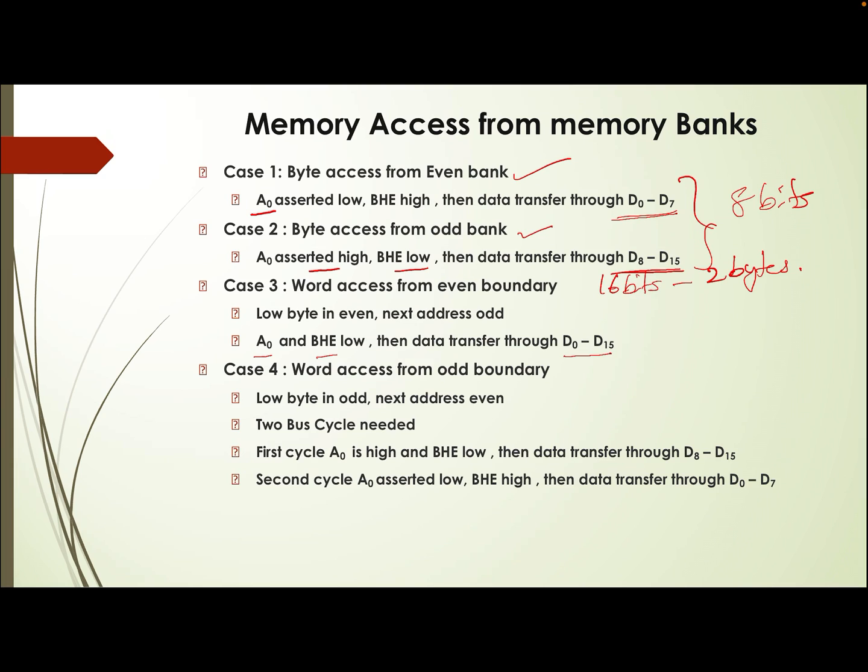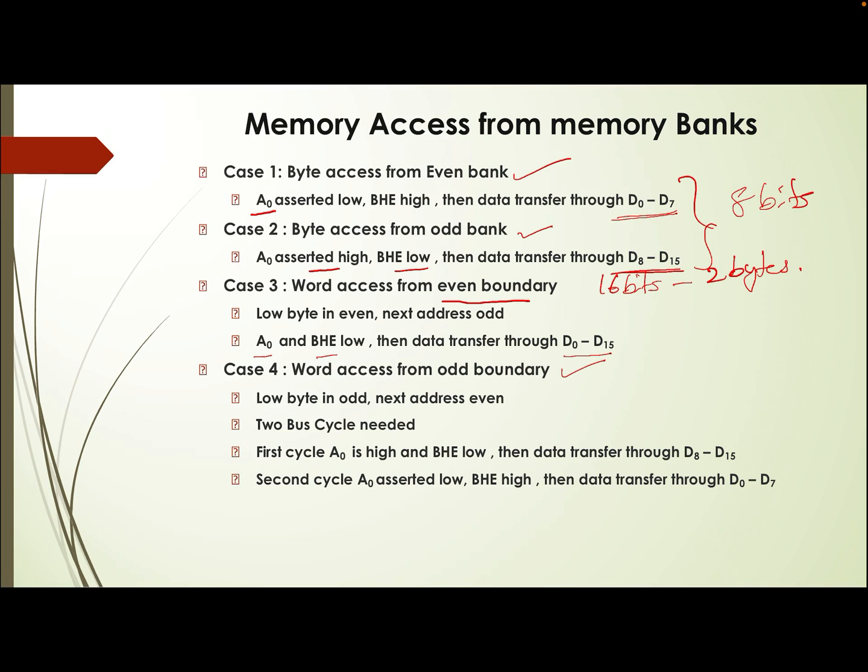So the data transfer is done through D0 to D15. The data lines D0 to D7 are taken from the even bank and D8 to D15 are connected to the odd bank, and data is taken from the odd bank. So here the word is accessed from the even boundary.